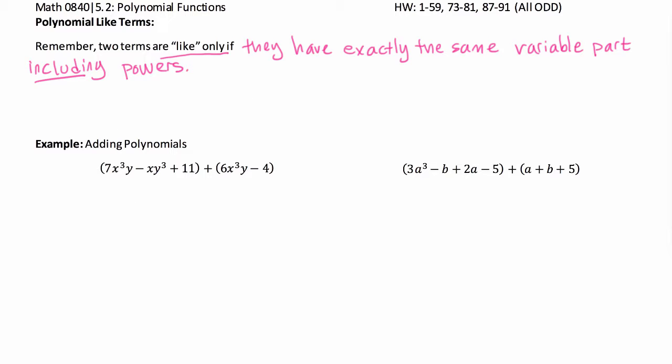So here's a couple just really quick little examples. If I have 3x squared y plus 7x squared y, these are like terms because both of them are counting up x squared y. That's the type of variable that they're looking at. I have 3x squared y's over here. I have 7x squared y's over here. When I add them together, I end up with 10x squared y.